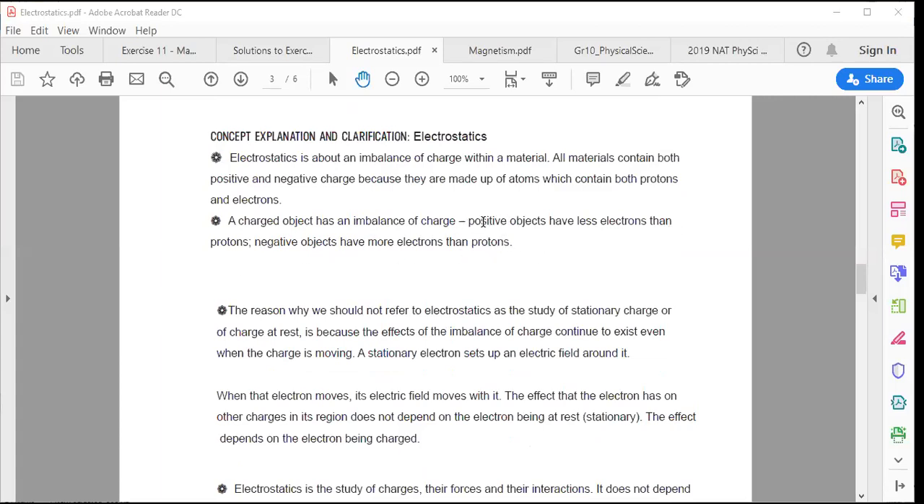So for you to get a positive, there must be more positive than negative. Then you get a positively charged object. A negative becomes the other way around. So you're going to have more negative than positive.